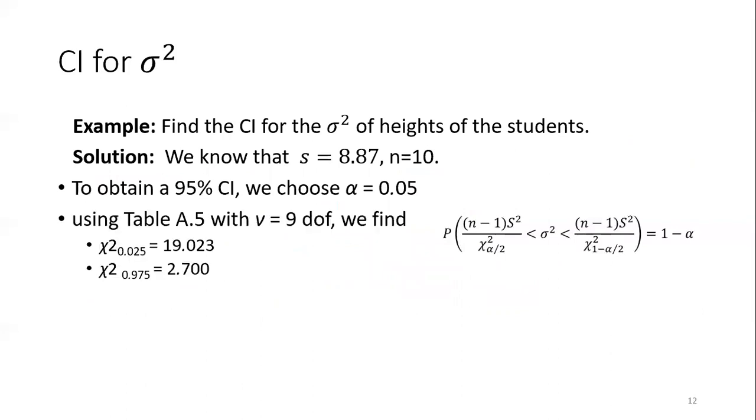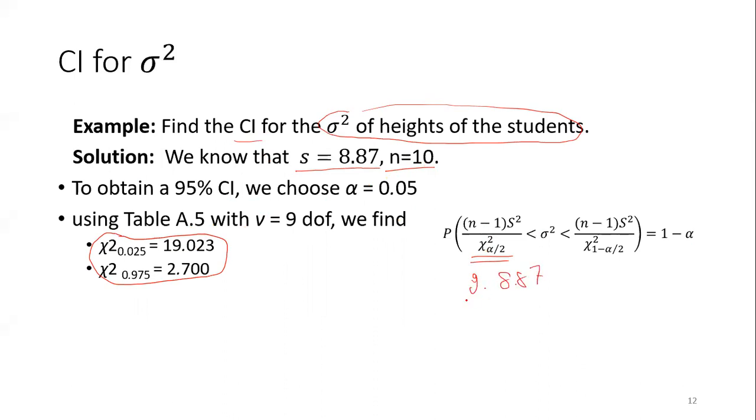So again, for the previous example, find the confidence interval for the sigma square of the heights of the students. Well, we know that S is equal to 8.87, N is equal to 10. So we just found these numbers from the previous question when we were making the hypothesis test. Remember, this was the formula for the confidence interval: n minus 1, which is 9, times s squared, 8.87, divided by chi-square alpha over 2, which is 19.023. Okay, let me just put it into parentheses.